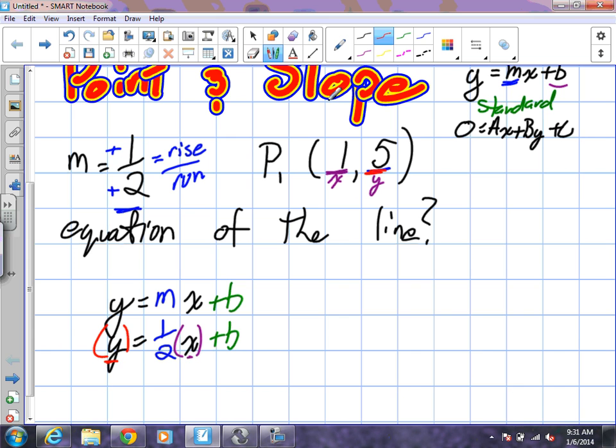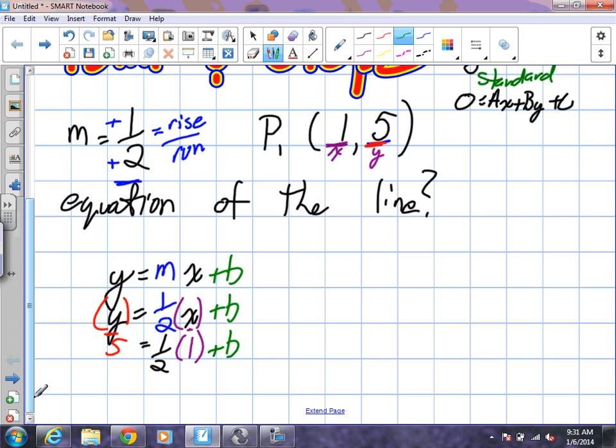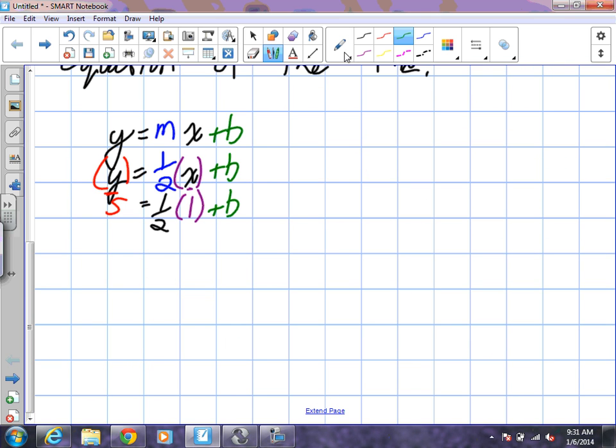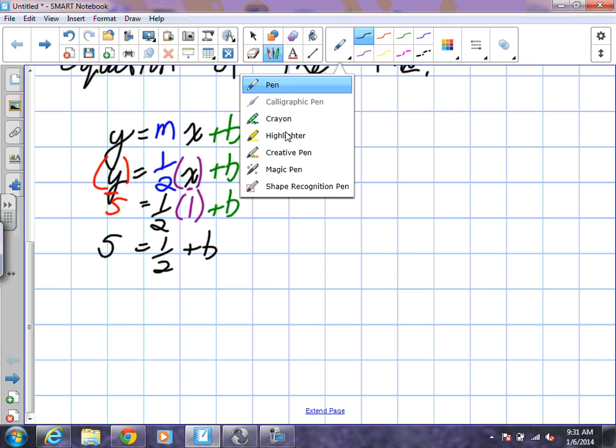So 5 is equal to 1/2 multiplied by 1 plus b. Okay, we'll keep that in green. From there, what would I do first? Well, let's first evaluate this. What's 1 times a half? It's a half. That's great. So 5 is equal to 1/2 plus b. I'm going to write this in black from now on. I need to isolate b. Remember, we're trying to find our y-intercept.